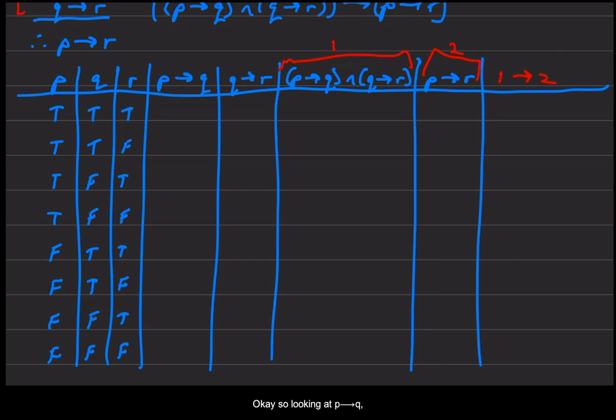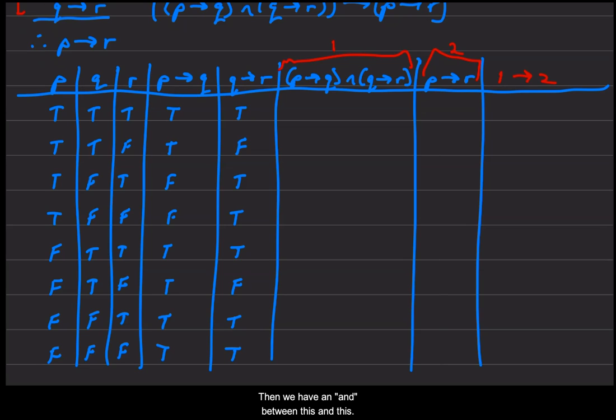Okay, so looking at P then Q, we have true then true is true, true then true is true, true then false is false, true then false is false, false then true is true. Any of these falses are all going to be true. When the premise is false, the conditional is true. Then we have Q then R. So we have true then true, true, true then false is false, false then true is true, false then false is true, true then true is true, true then false is false, false then true is true, and false then false is true.